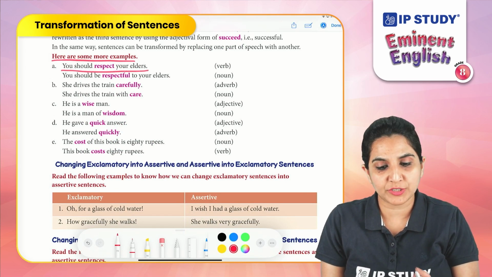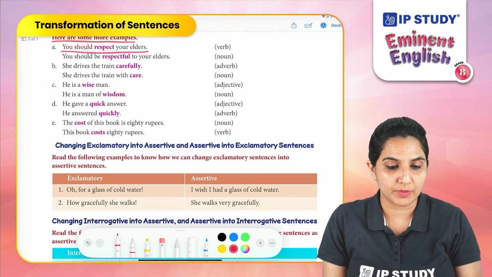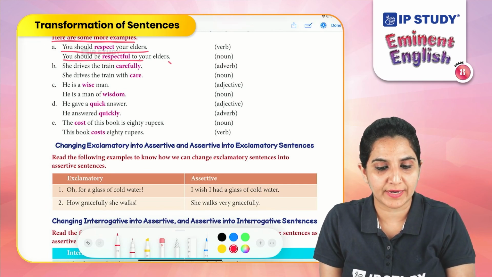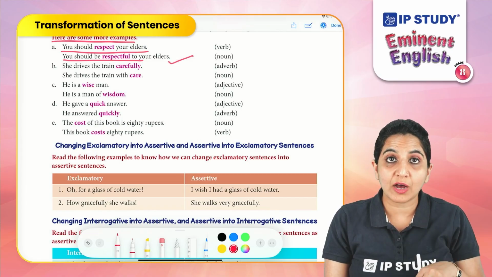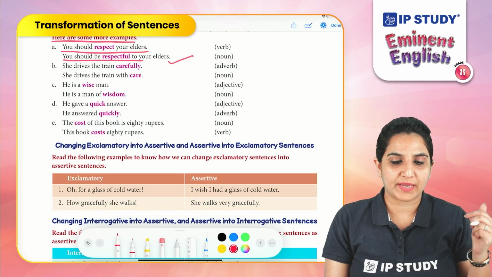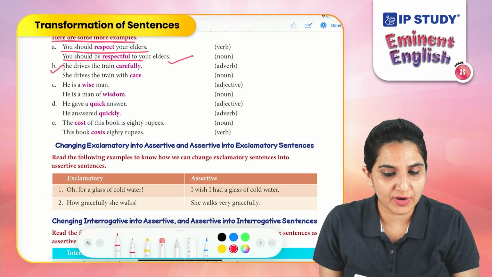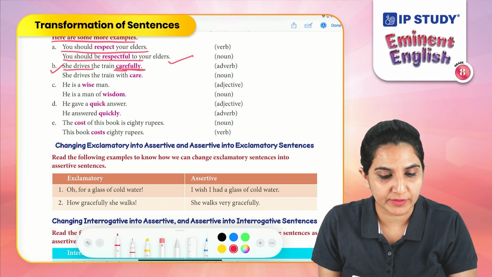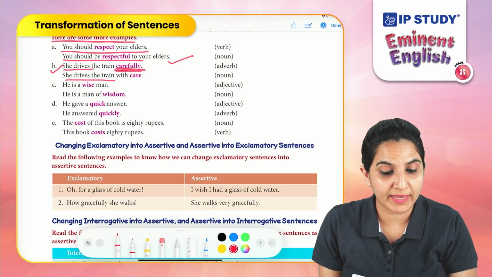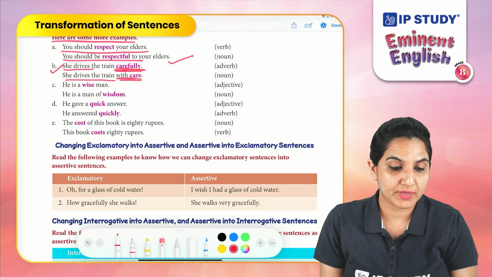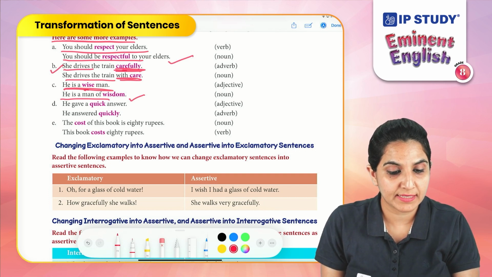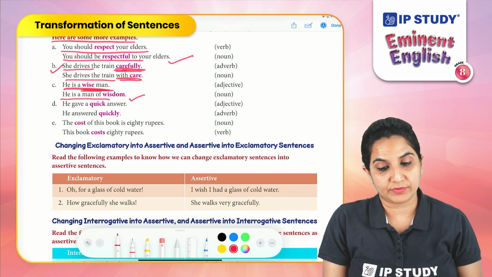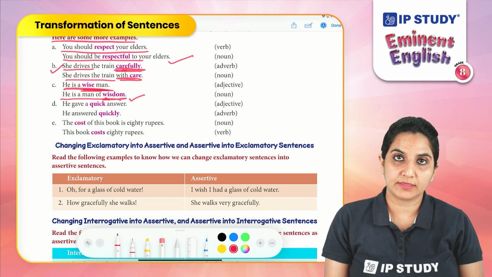You should respect your elders. This is the verb. You should be respectful to your elders. So, respect in the first sentence is a verb and respectful is the adjective form of the verb respect. She drives the train carefully. She drives the train with care. He is a wise man. He is a man of wisdom. In the first sentence, wise is an adjective, and in the second sentence, it is the noun.